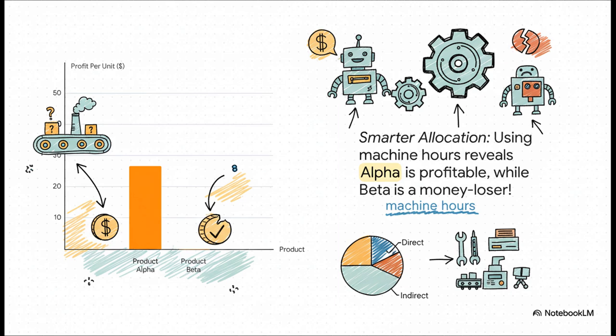Look at that. Suddenly, product alpha is your real star performer, and product beta, well, that's the money loser we discovered right at the very beginning. The right method revealed the truth and instantly changed the strategy from full steam ahead on beta to, uh-oh, we need to fix or maybe even drop beta right now.